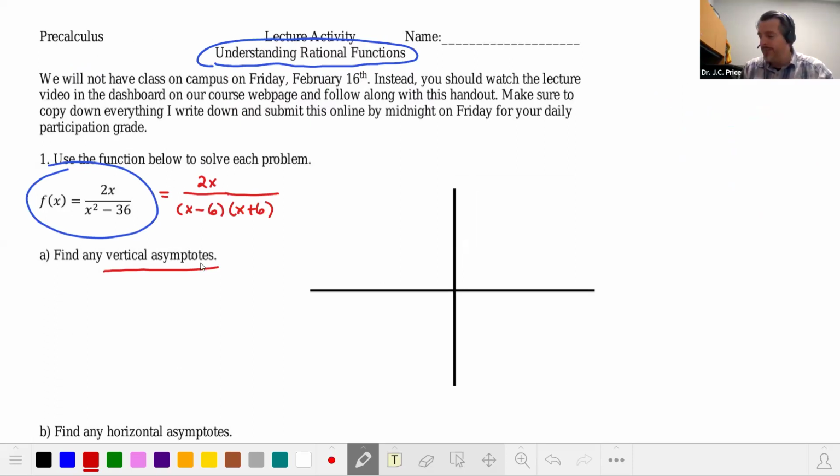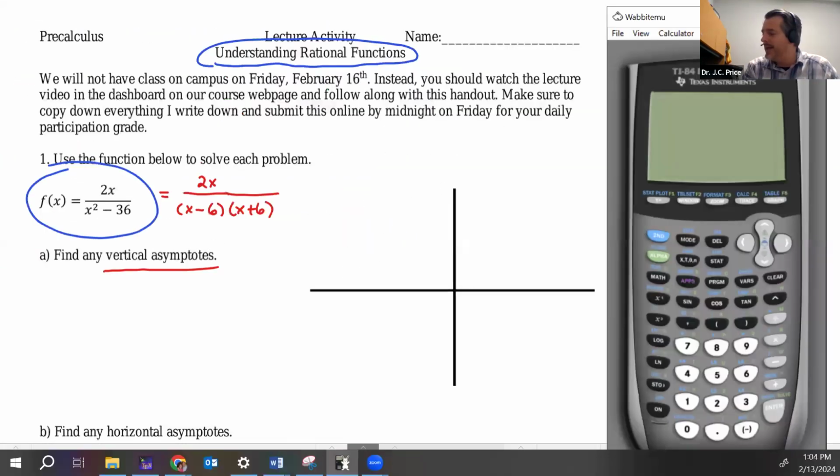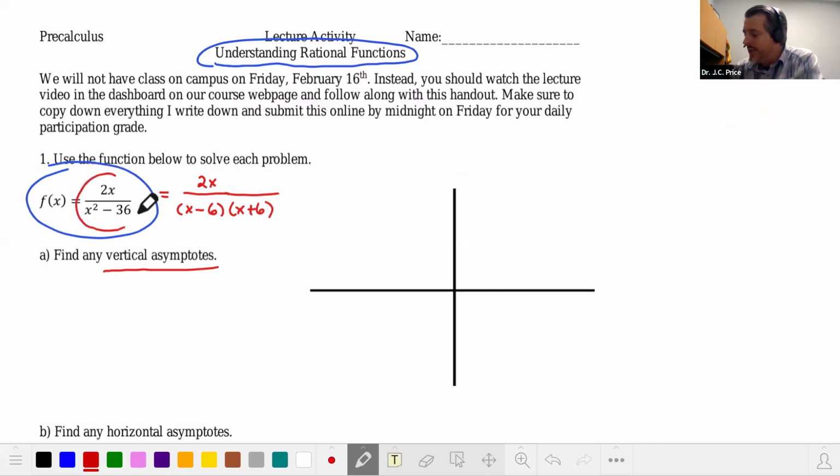In fact, let's just graph this thing in our graphing calculator, and you'll see right away what I mean by a vertical asymptote. So on your calculator, take it out, hit y equals, and clear that out. And we're going to plug this function in, and we're actually not going to plug the factored form in, because if you made a mistake on the factored form, it'll show up when you plug it in. So we're going to plug in the original function.